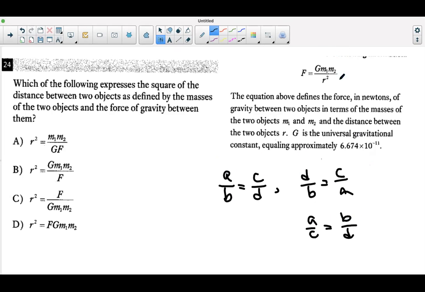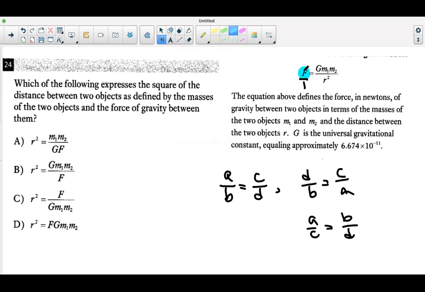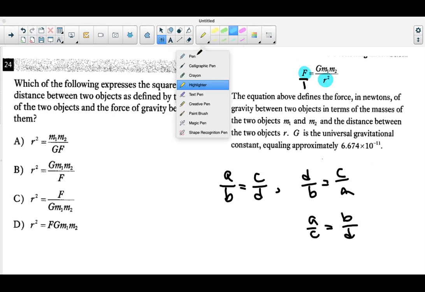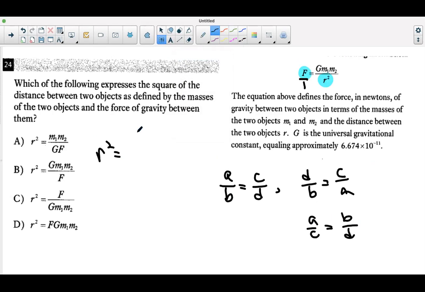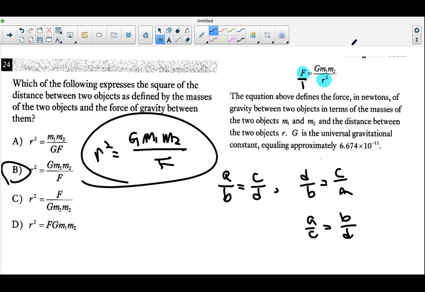So in this case, I'm looking for r squared. Guess what I can do? Put it over 1, and then I'm going to do cross exchange f and r squared. Bam. Then what do you guys get? We get to realize that r squared is equal to g m1 m2 over f. Done. So what is that choice? B becomes the answer. How about that, guys? Is that okay? All right, so that was number 24. Let's go for number 25.